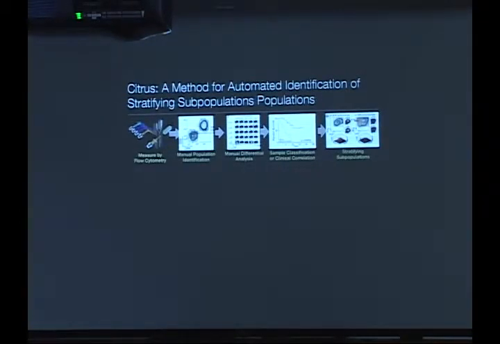So I have a method termed Citrus. I'm from Florida. It's an homage to my home state. Basically, it helps you find cell subsets of interest that are associated with an experimental endpoint of interest that you might have.